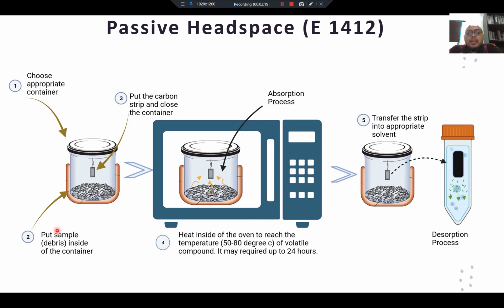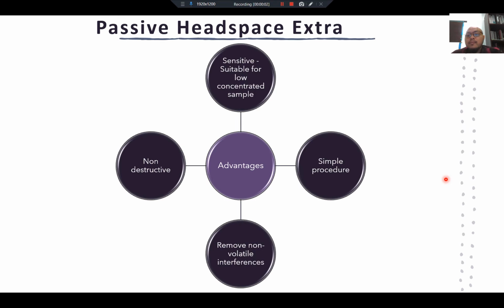So this is how you do it. You choose a separate container, you put the sample debris inside, and then you put the carbon strip, and then you close the container. Then you heat it for the absorption process, and then you transfer into the appropriate solvent, and then you can inject this solvent into the suitable instrumentation. This is the method described by 1412. I believe this is quite a good example for your assignment.